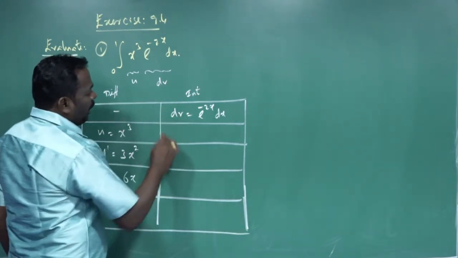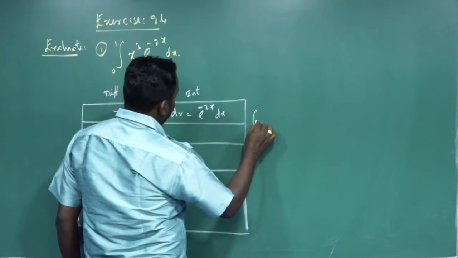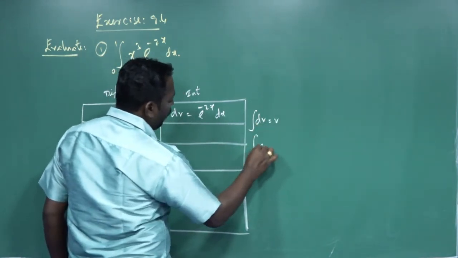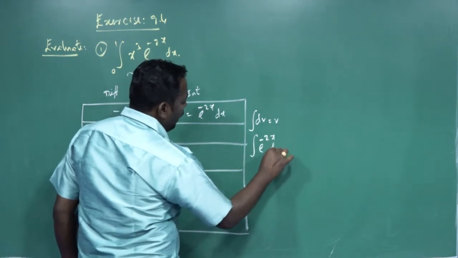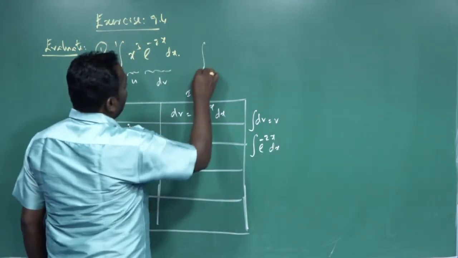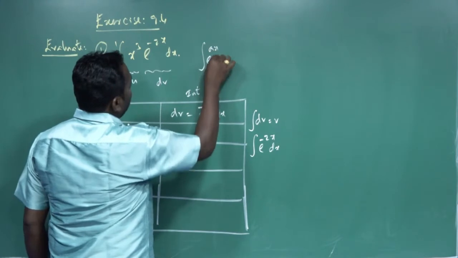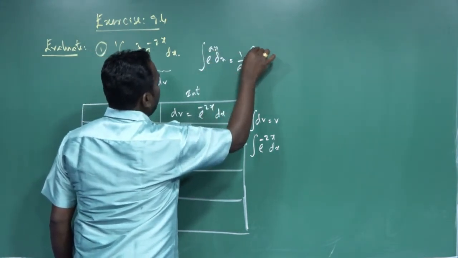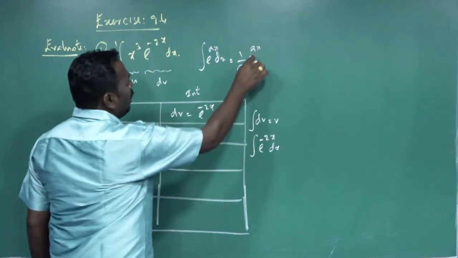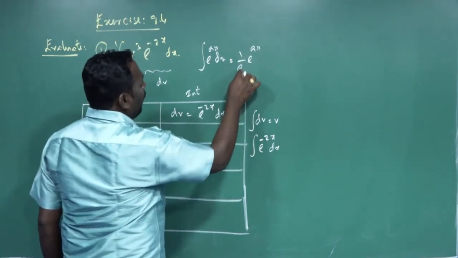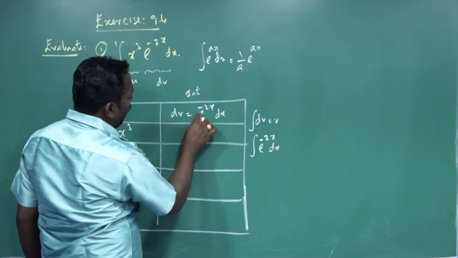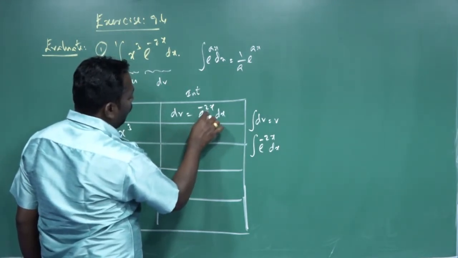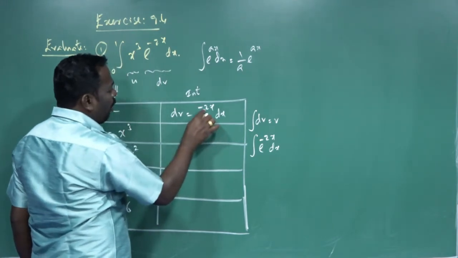Now this side we have to integrate. Integration of dv is defined by v: integration of e power minus 2x dx. We know the integral formula: integration of e power ax dx is equal to 1 by a into e power ax, where a is the coefficient of x. Now here, e power minus 2x dx, so here the a value is equal to minus 2.